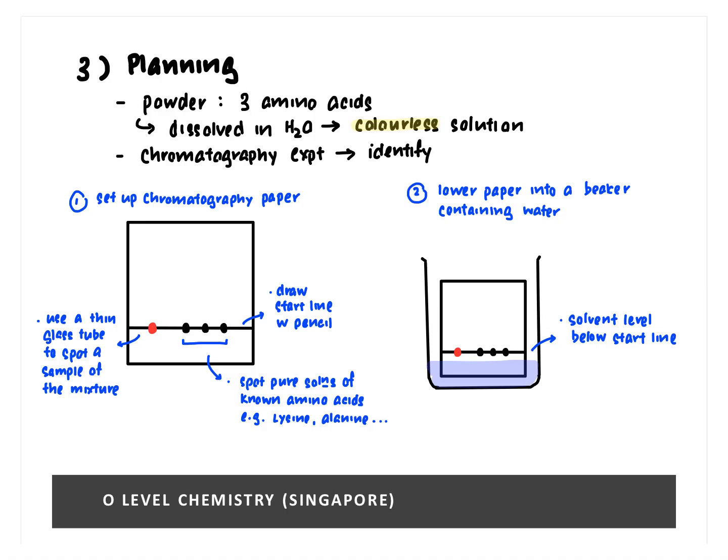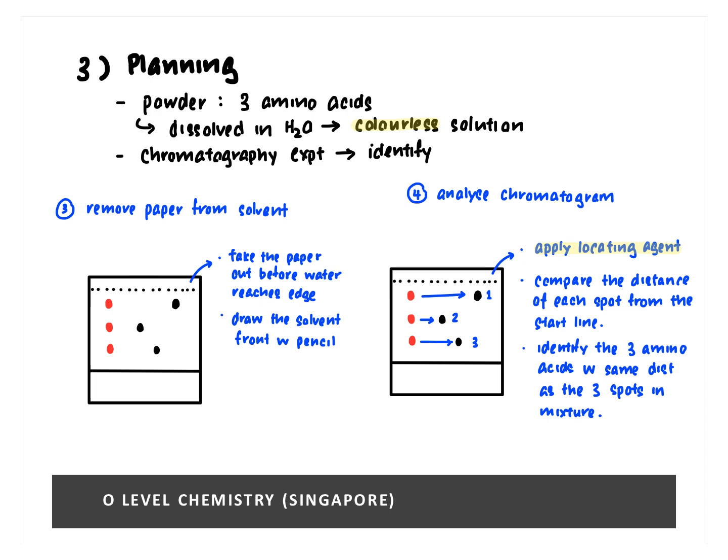After we have prepared the chromatography paper, then we will lower it into the solvent. In this case, I would use water because the question states that the amino acids are soluble in water. Right? One thing to take note is that the solvent level must be below the start line. And then after the separation, we need to remove the paper before the water reaches the edge of your chromatogram. And then as a good practice, usually we'll draw the solvent front with a pencil as well.